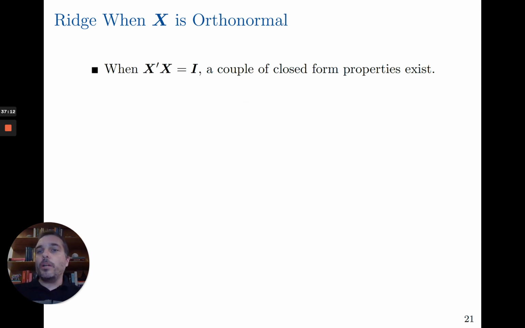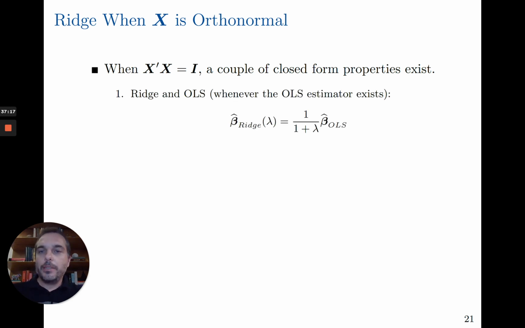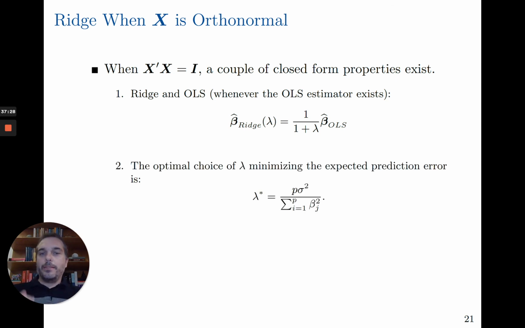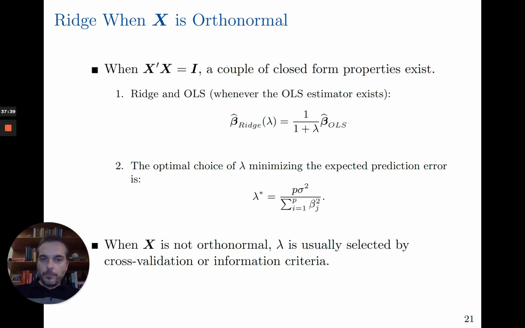When X is orthogonal, then X prime X equals the identity, so we have some closed formulas. Ridge is related to OLS in a clear shrinkage way: ridge is shrinking the OLS estimator. There is an optimal choice for lambda in closed form that depends on p, sigma squared and the sum of the bj's, where sigma squared is the variance of the error. And when X is not orthonormal, we have to select lambda by a data-driven process that we are going to see in the third block.